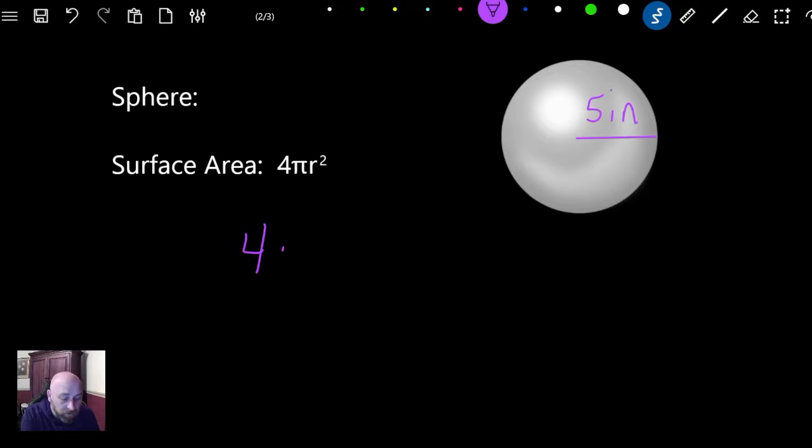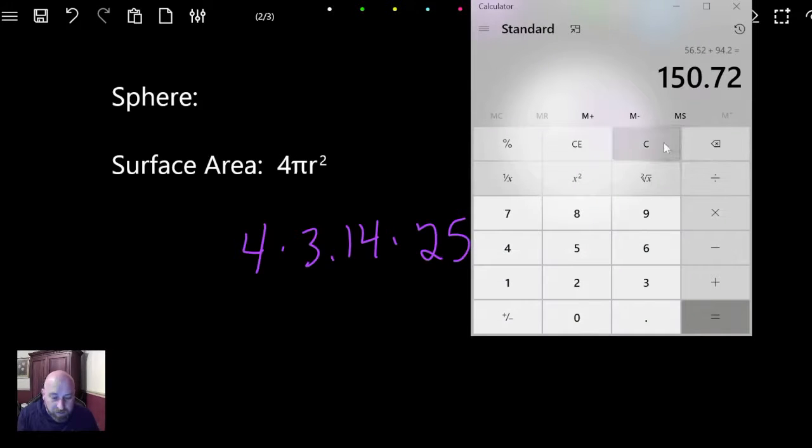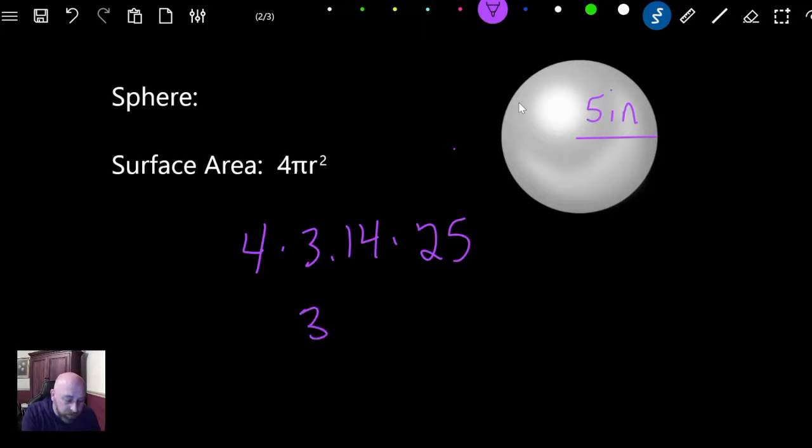So 4 times 3.14 times, I'm just going to do it in my head, and you can do it in your head if you want to. 5 squared is 25. 5 times 5 equals 25. And then just come back to your calculator. Let's clear this out from that last problem. 4 times 3.14 times 25 equals 314 would be our answer. 314, and these were inches. I think those were inches. Yes, inches in your book as well. Inches squared.